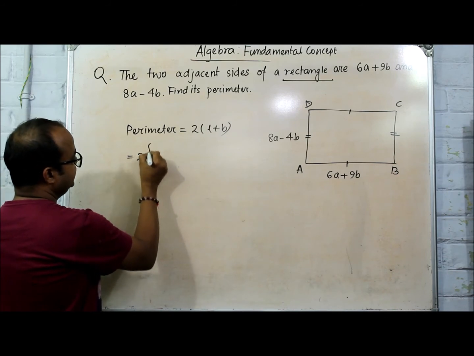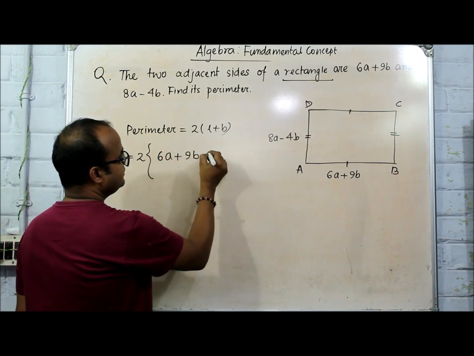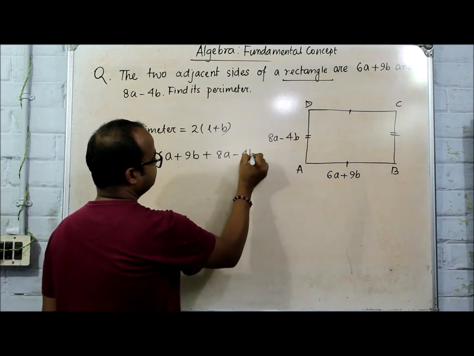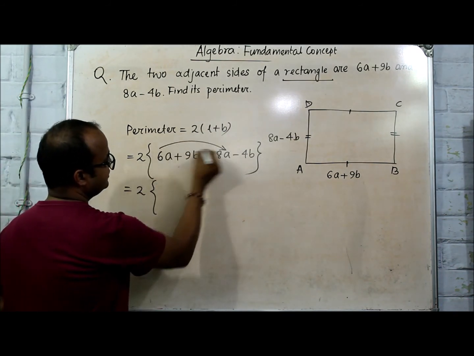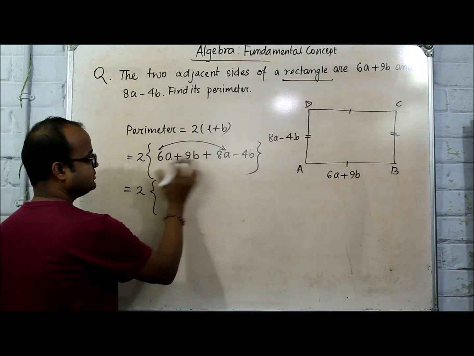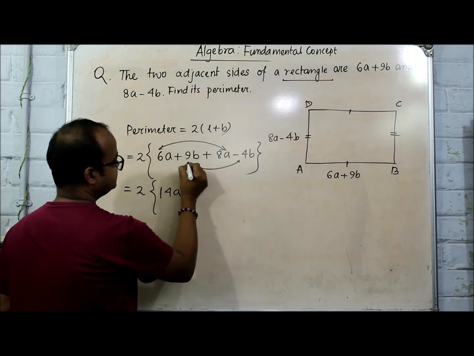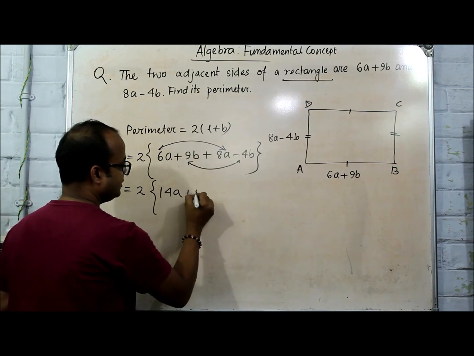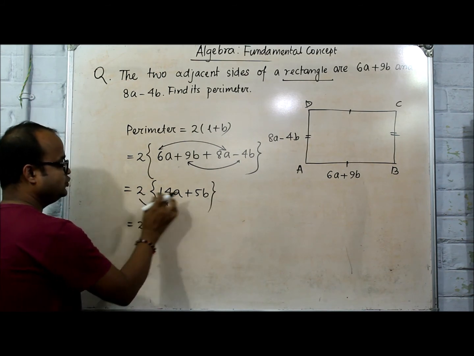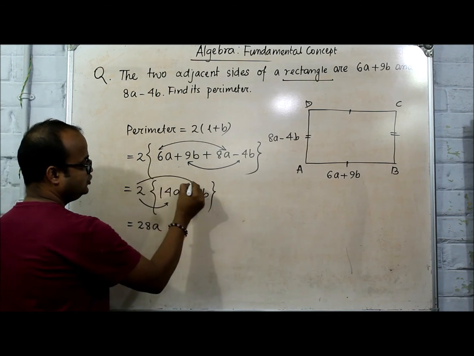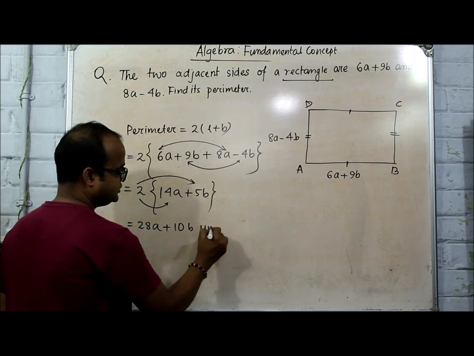So this is equal to 2 into length, 6a plus 9b, plus breadth, 8a minus 4b. Same way, first these two are the like terms, so they need to be added because of the same sign. So 6 plus 8, 14a. Opposite sign, subtract: 9b minus 4b is equal to plus 5b. Now if you multiply, 2 into 14, that is 28a, 2 into 5, that is 10b. Perimeter, so the answer will be this much unit.